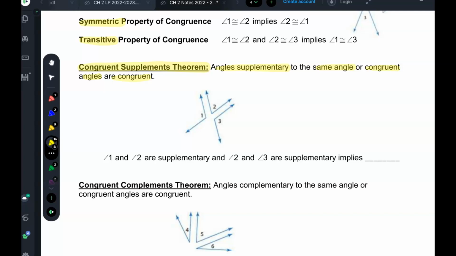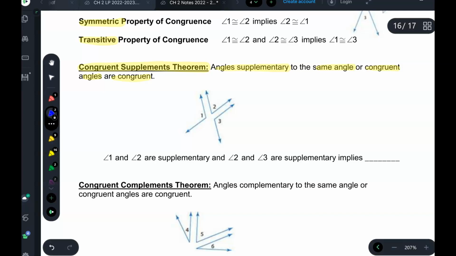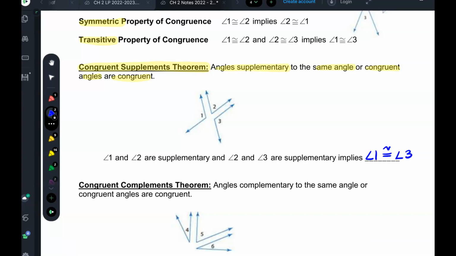But isn't it also like vertical angles? Yes, if they were connected, it would also work the same way. It implies that angle 1 and angle 3 are congruent. So if you have two different angles, angle 1 and angle 3, that are supplementary to the same angle, angle 2, they have to be congruent to each other.